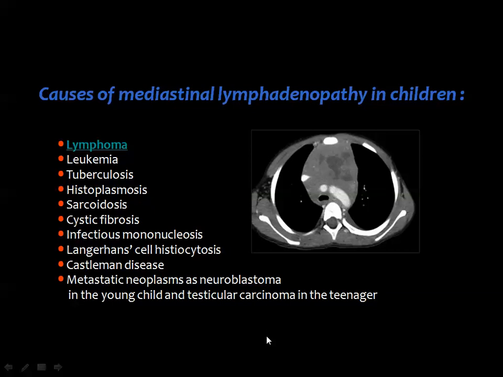Then mediastinal lymphadenopathy in children has many etiologies, and these include lymphoma, leukemia, TB, histoplasma, sarcoid, cystic fibrosis, infectious mononucleosis, histiocytosis, Castleman disease, metastatic neoplasms, especially in cases of neuroblastoma in young children, and testicular carcinoma in teenagers.